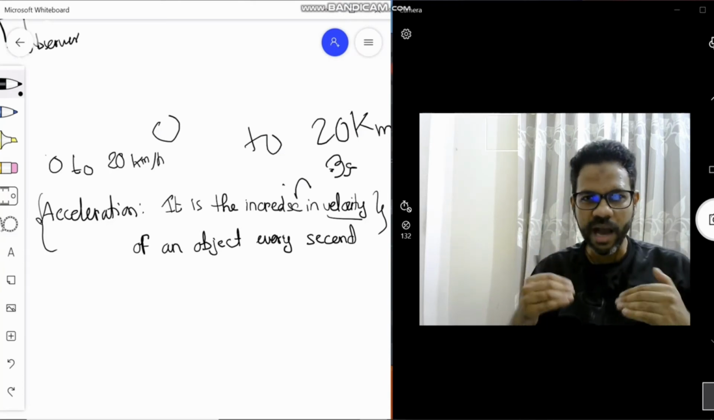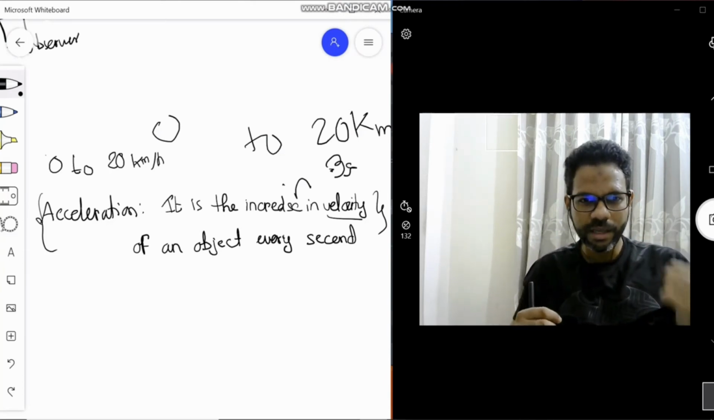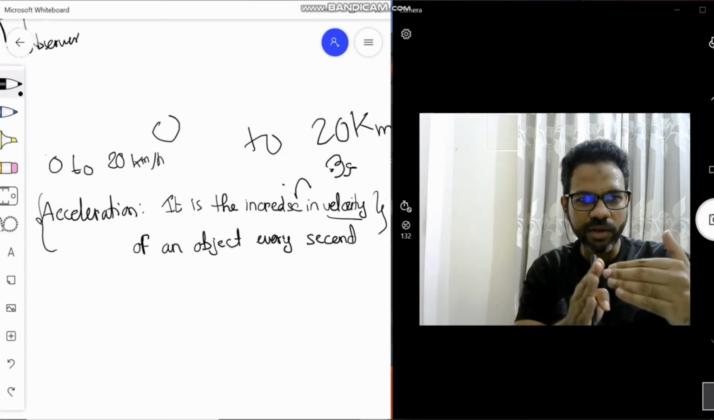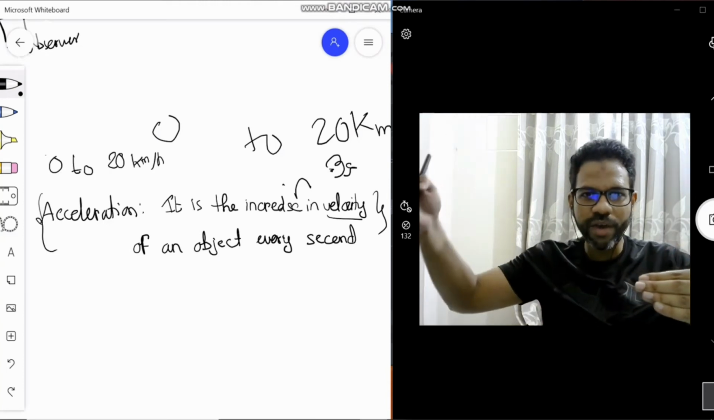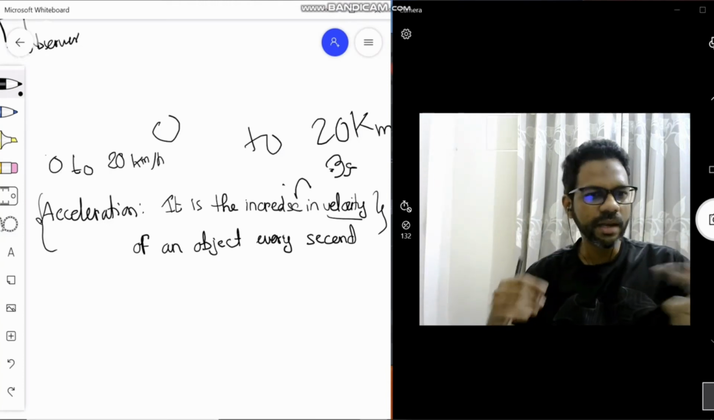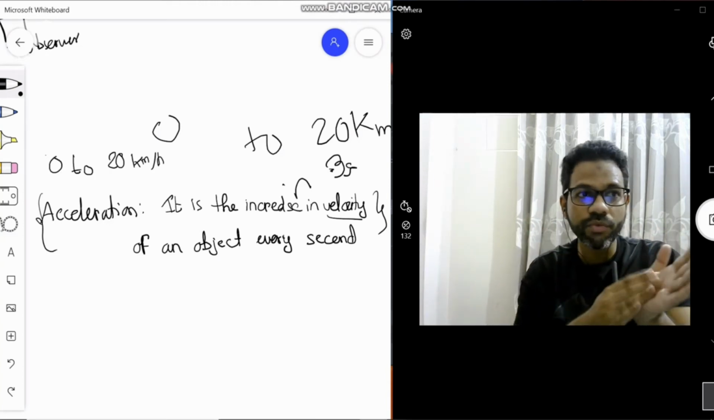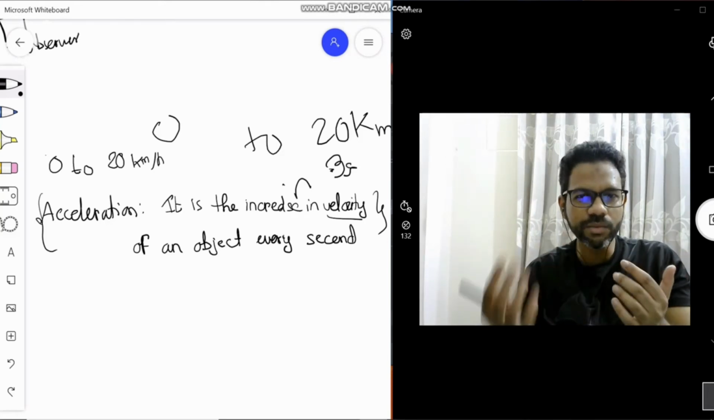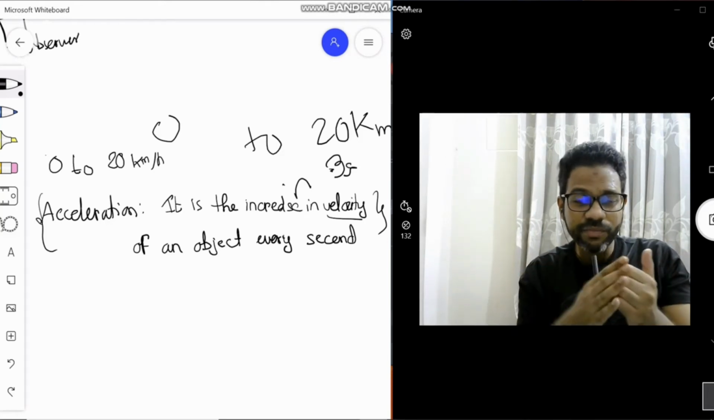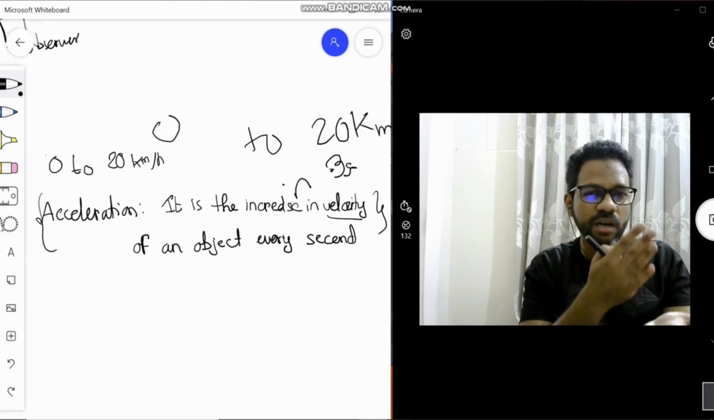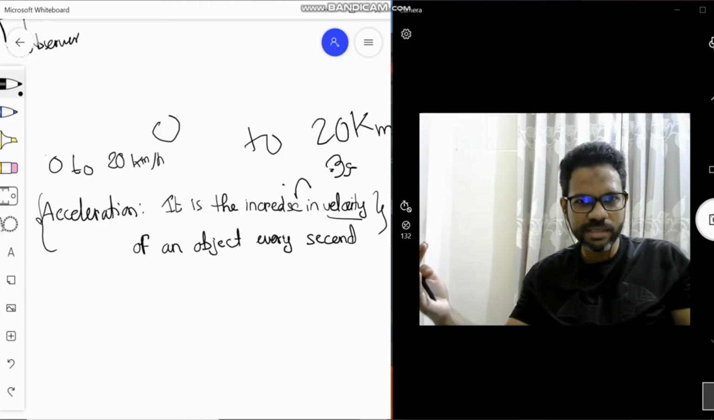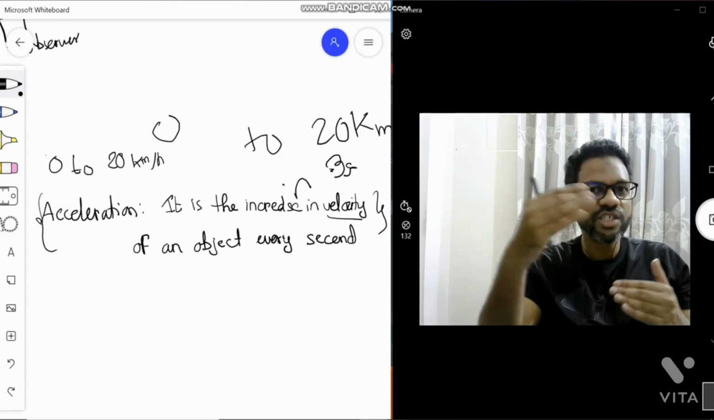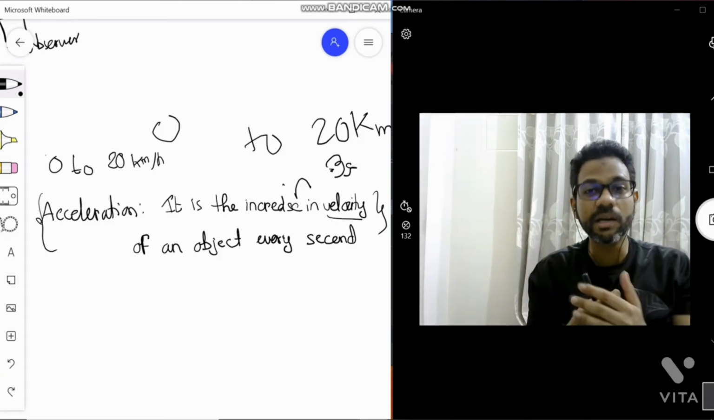If something has a higher acceleration, that means its velocity can change from a starting value to a new value very quickly. Like for this bike, if I say it's moving from 0 to 20 kilometers per hour in 3 seconds, and there is another bike which can go from 0 to 20 kilometers per hour in, let's say, 5 seconds, the one which can change the velocity in 3 seconds has a higher acceleration.